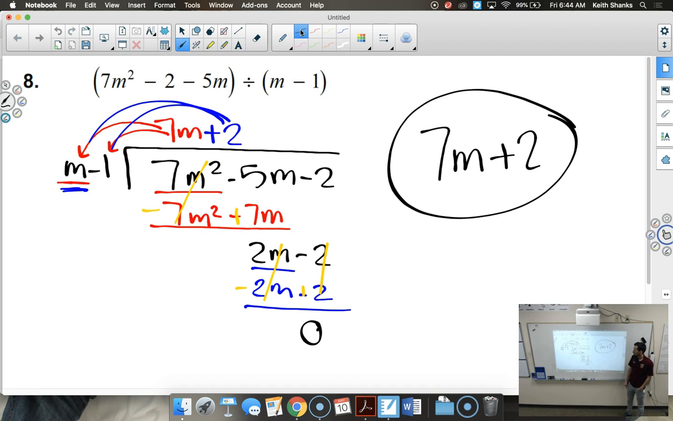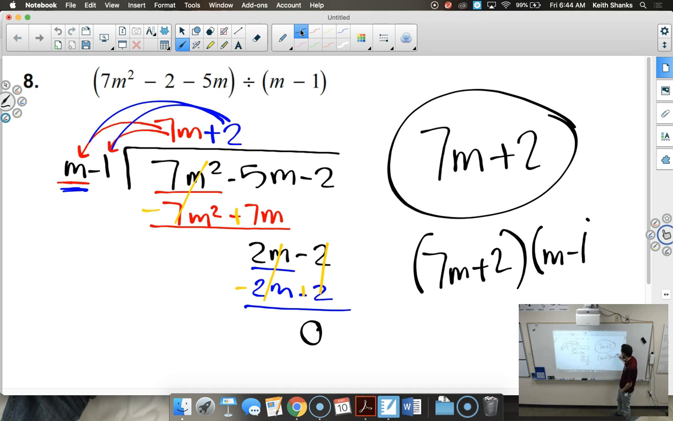I don't know that I've explained how to check any of these, so just really briefly, I want to make sure you guys see this. If I took these two things and I FOILed or did the distributive property, I would end up with 7m squared minus 5m minus 2. And you can see that really quickly if you start to multiply these out. I'm going to leave that to you guys to do if you're interested. But you can always double check that you got the right answer, that with the distributive property you get the same thing.